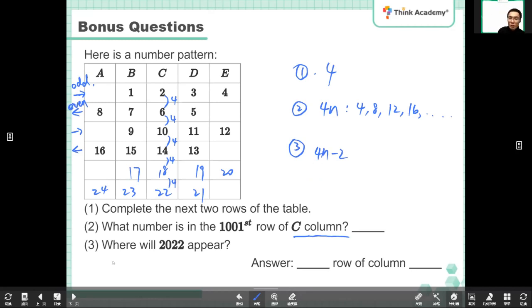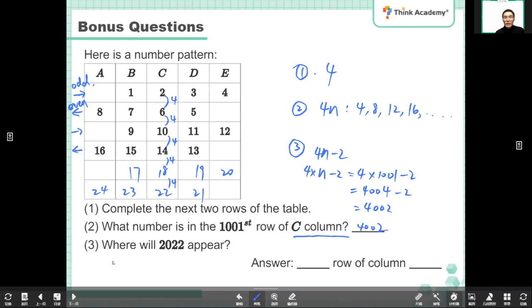Okay. So we got the general term. And question 2 is asking for what number is in the 1001st row. So in other words, we're looking for the 1001st term in this arithmetic sequence, meaning that we simply need to equate n with 1001. So 4 times n minus 2 is not the sum, but the target term. So 4 times 1001 minus 2, that will be 4004 minus 2. So the answer is 4002. Easy peasy.